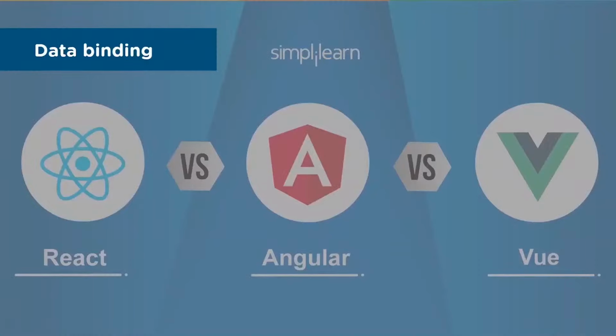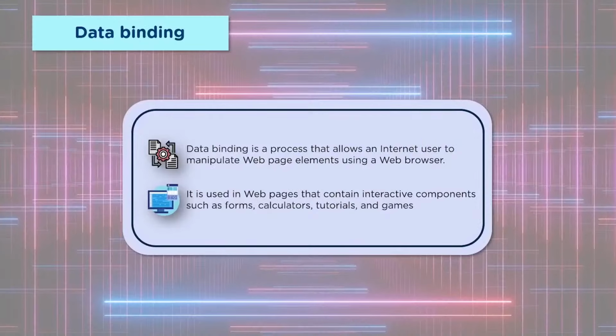Now let's talk about data binding, the core reason why we would use single-page applications. Now consider a scenario where you'd log into an e-commerce website as say user 1. Then you should be able to see the items in your shopping cart, while user 2 would be seeing different items in their shopping carts and so on. So identifying the user and retrieving data corresponding to that specific user is facilitated using the help of data binding. Data binding is a process that allows an internet user to manipulate web page elements using a web browser. Now it is used in interactive components such as calculators, tutorials, games, etc.